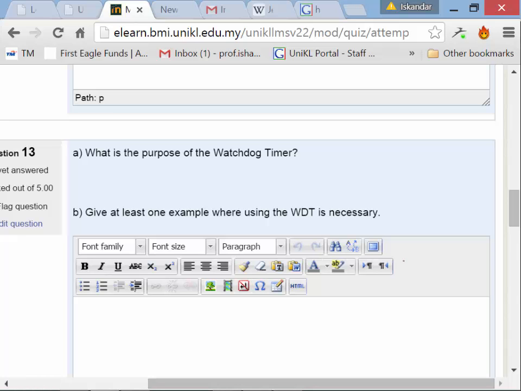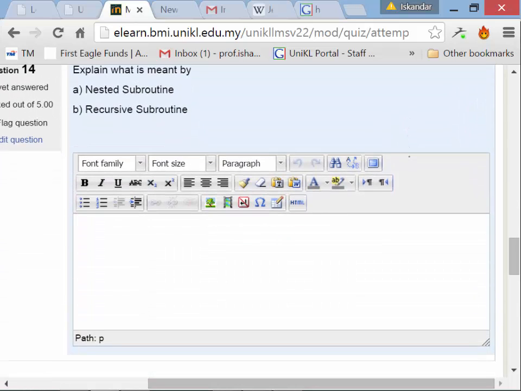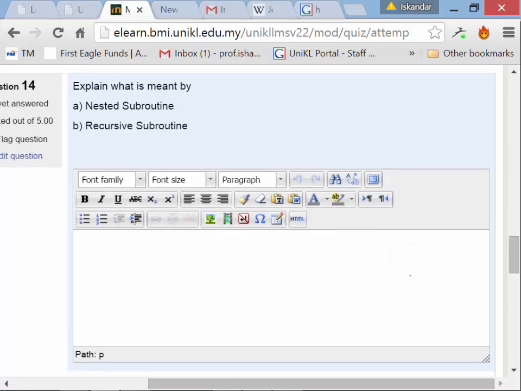All right, this one I really didn't talk much about, but a nested subroutine is a subroutine that is called within another subroutine. A recursive subroutine is one that calls itself. You need to be aware of these two terms. So there's a call nested within a subroutine, while a recursive subroutine calls itself.